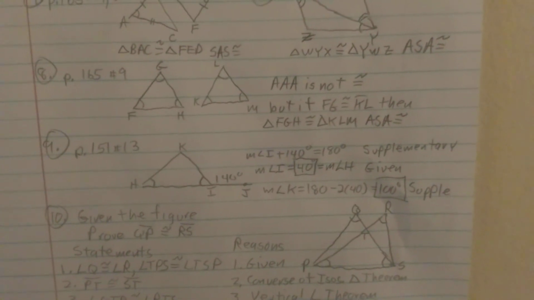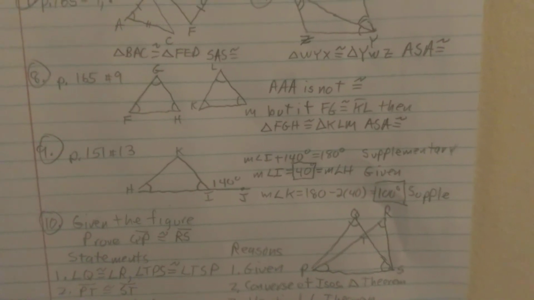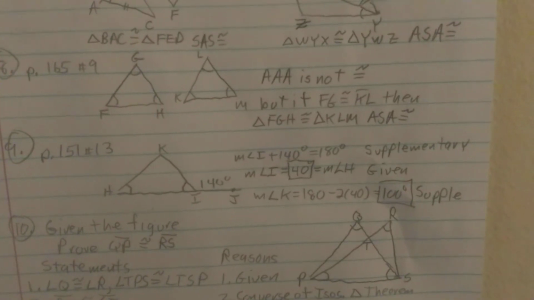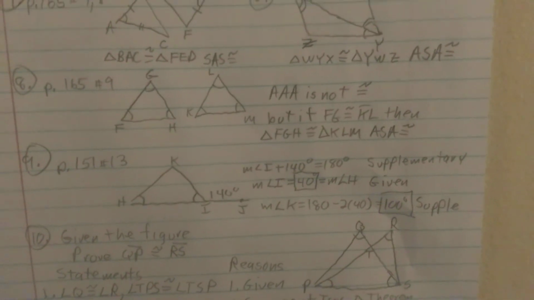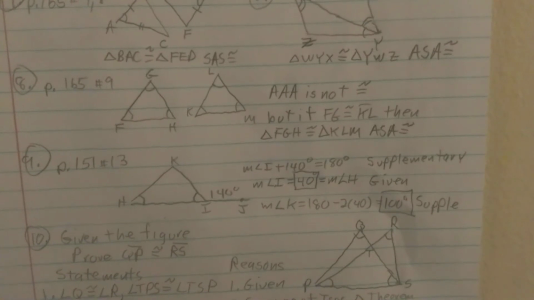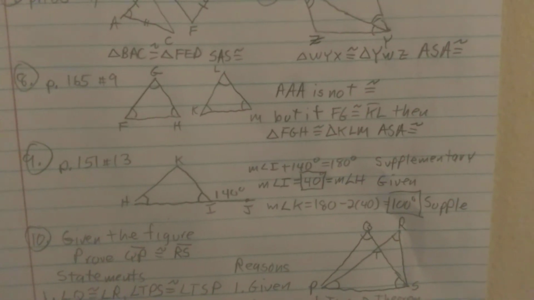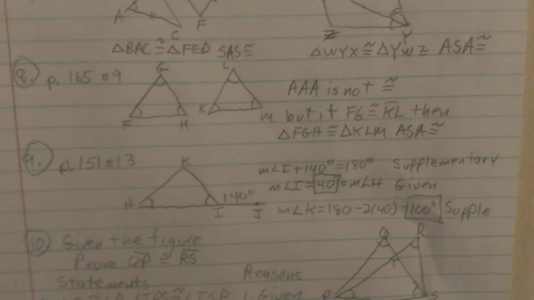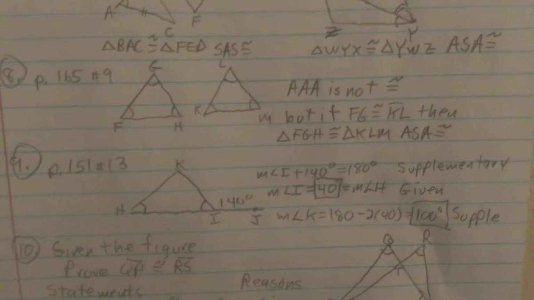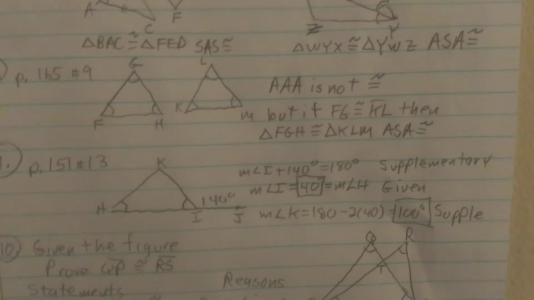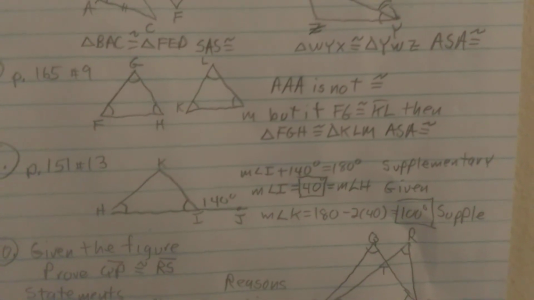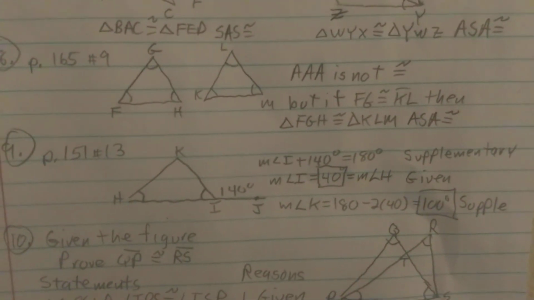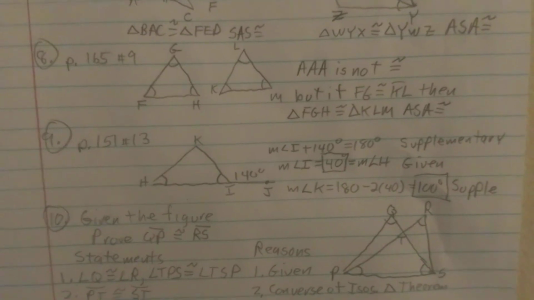If I have an exterior angle of 140, then measure of angle I plus 140 is 180 by supplementary. So therefore measure of I is 180 minus 140. And that's also congruent to H, so measure H is also 40. And then measure K is 180 minus 2 times 40, or 180 minus 80, which is 100, which is really the triangle angle sum theorem.